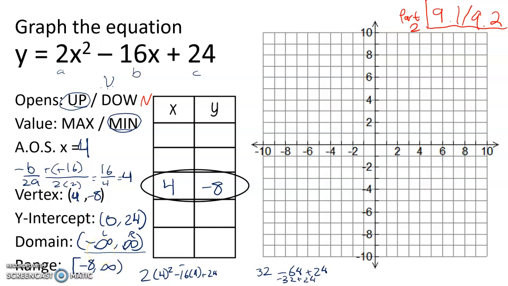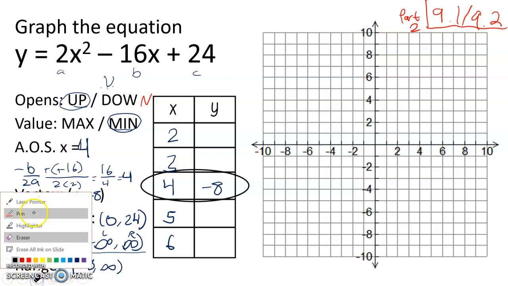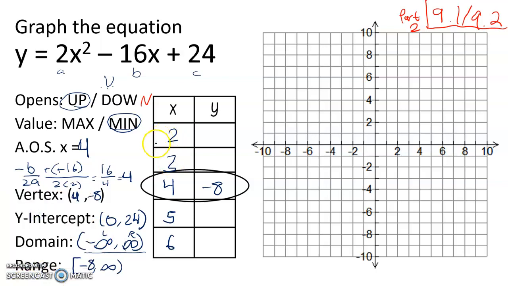Now let's figure out the rest of the table. For the x values, you're going to go 1 up, 2 up, so 2 and 3 from the vertex. Then you go the other way, 5 and 6. So you're going to go 3 and 2, 5 and 6. The great thing about this is you only have to plug in about half of the numbers. I'll explain. Let's plug this 3 in here. So 2 times 3 squared minus 16 times 3 plus 24.